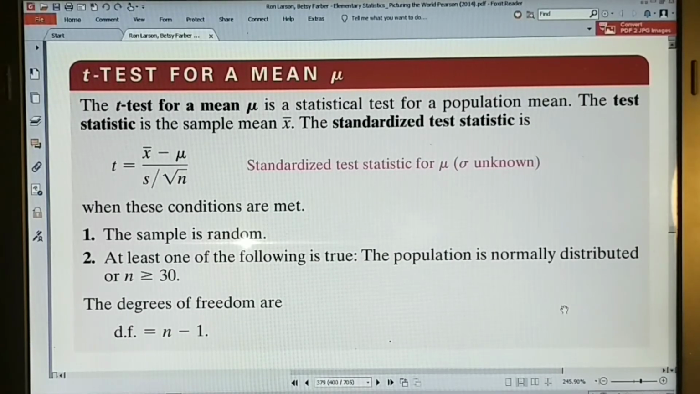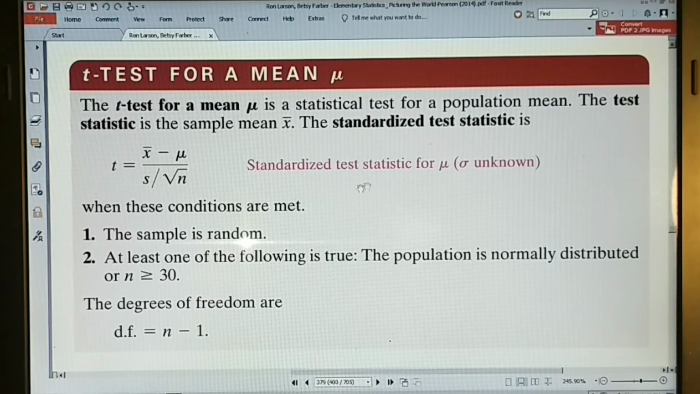So for the second statistical test, for the parameter mu, take note we are only at one sample. For testing mu, if sigma is unknown, we have the so-called T-test. The T-test for a mean mu is a statistical test for a population mean. The test statistic is the sample mean x bar. The standardized test statistic is given by this formula.